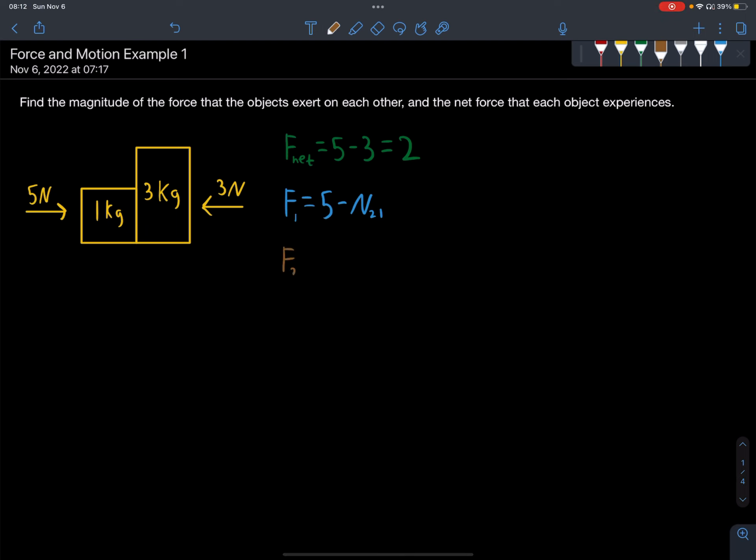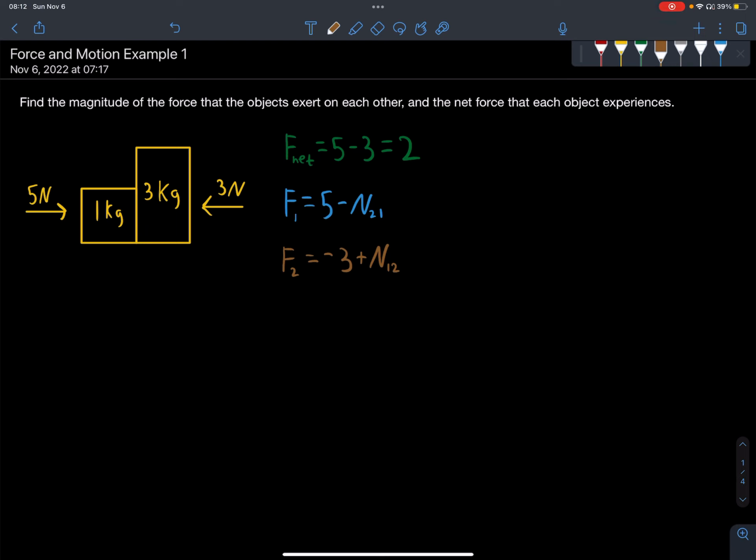All right, now let's do the second block. The forces on block 2: first off, we have this 3 Newton force pushing directly against the second block in the left direction, so that's going to give us a negative 3. And then we also have the normal force of block 1 on block 2. And since block 2 is pushing to the left against block 1, we know that block 1 has to be pushing to the right against block 2 by Newton's third law. So this is going to be plus the normal force of block 1 on block 2.